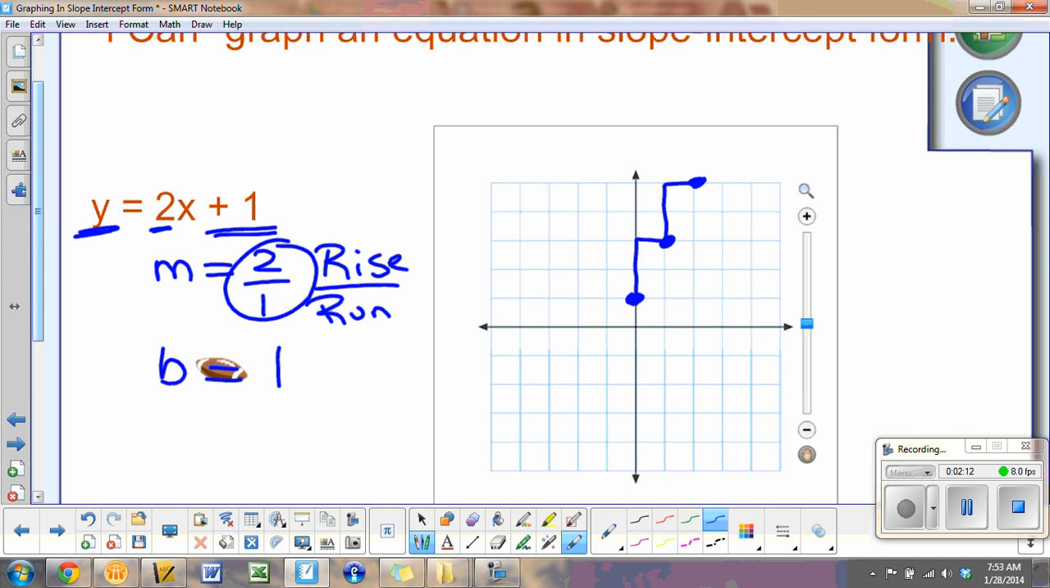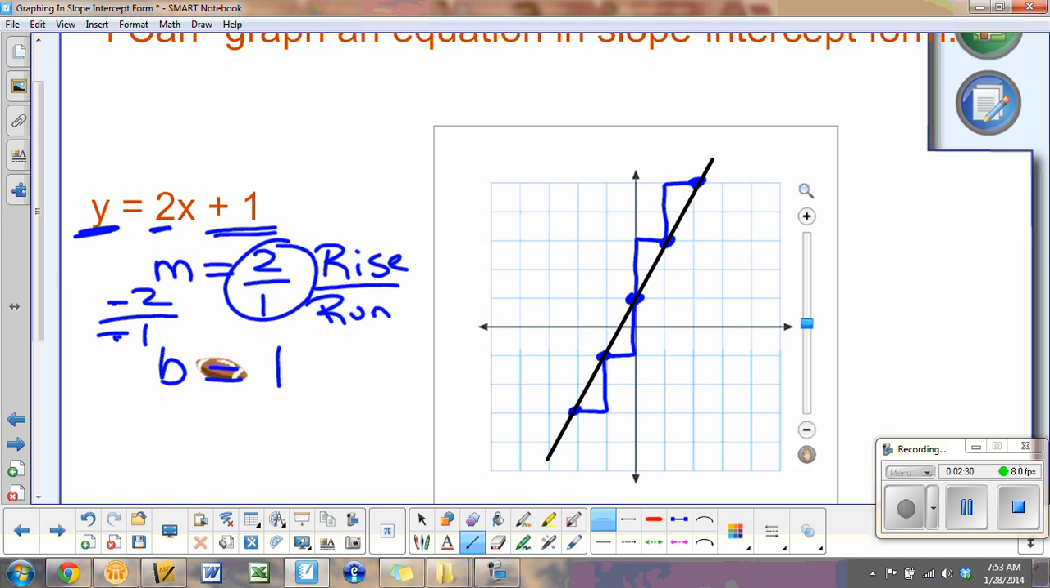I can also do -2 over -1, and that'll help me go the other direction: down 2 and back 1. Because two negatives make a positive, it's the same slope. And then I can just connect my dots, and there's my line. Make sure when you're making your line on your graph that you fill your graph up and that you put arrows on it. We don't want to see segments like this. You want to fill your graph and put little arrows on the ends of it.